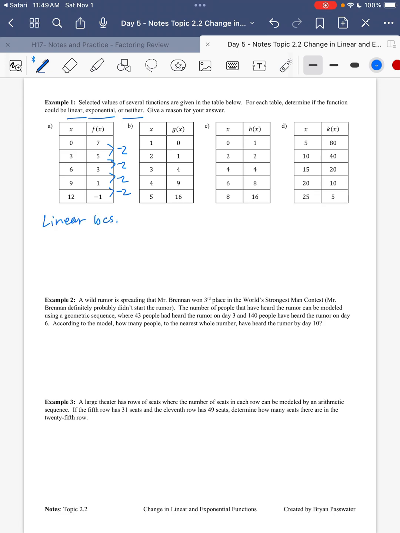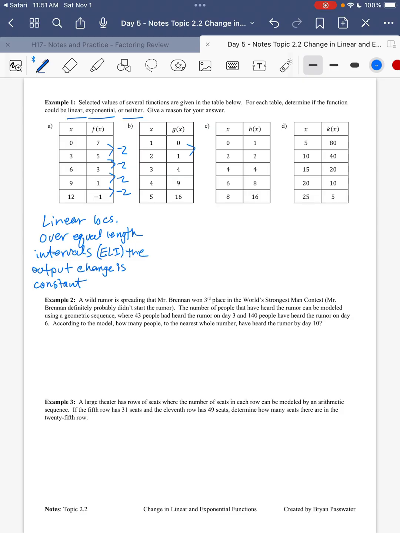because over equal length intervals, so I think we'll abbreviate that later, like ELI, right? So over equal length intervals, the output values, or the output, has constant change, or the output change is constant. Like it's literally constantly -2.